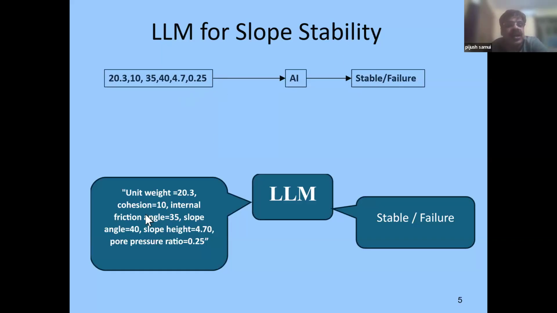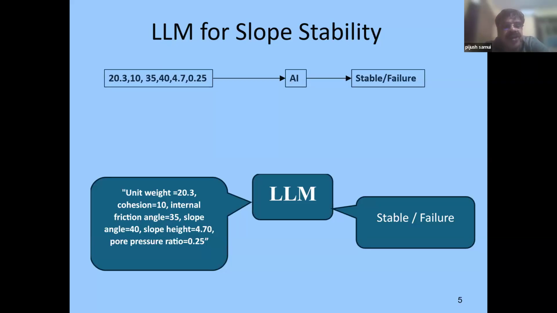But LLM will be given that unit weight is equal to 20.3, cohesion is equal to 10, internal friction is equal to 35, slope angle is 40, slope height is 4.7 meter, and pore water pressure ratio is 0.25, and then the model will give stable or failure. That means the computer will know what all the data physically mean. Whatever we have used so far, the more traditional AI, cannot differentiate between the two data sets.